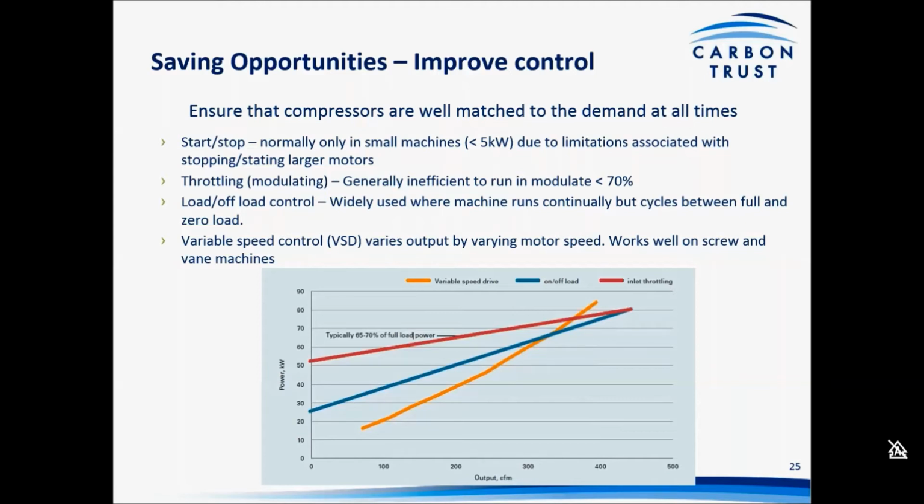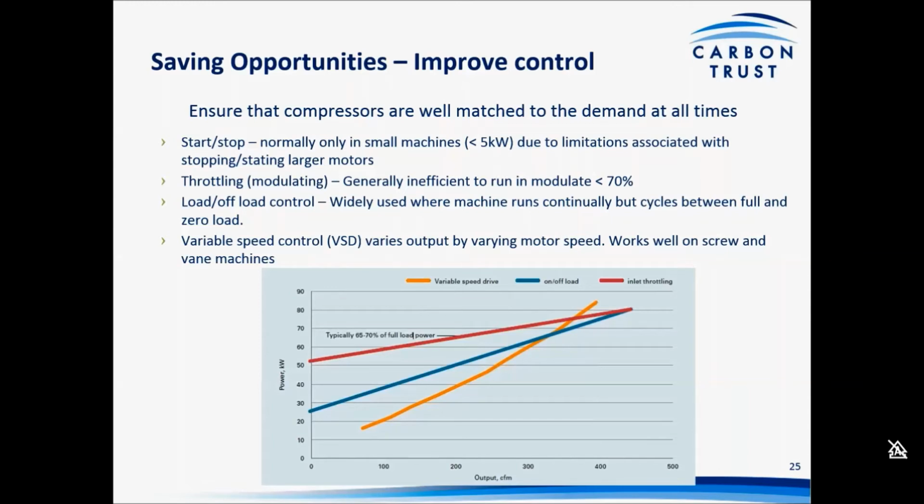Common would be the throttle control, but once you drop below that 70% in terms of operation, then that becomes an inefficient method to use as well. So you would use a throttling control on a machine that was generally providing the base load to a plant's requirement, on a machine that's generally running flat out.